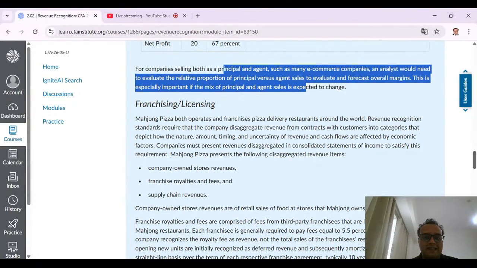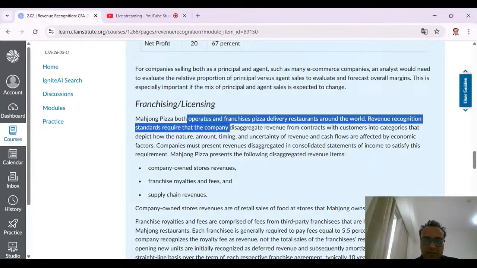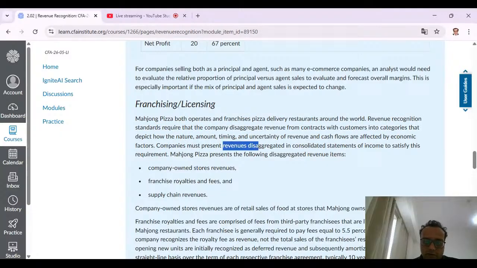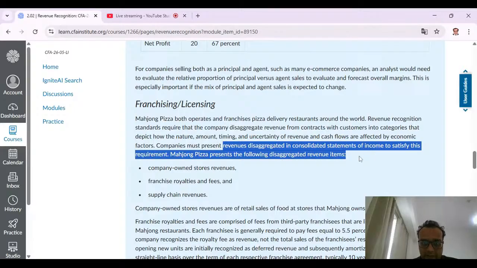Now, if you are a franchising or licensing business, if let's say it's a pizza company that operates and franchises pizza delivery restaurants around the globe, revenue recognition standards require that the company disaggregate revenue from contracts with customers into categories that depict how the nature, amount, timing, and uncertainty of revenue and cash flows are affected by economic factors. Company must present revenues disaggregated in consolidated financial statements to satisfy this requirement.